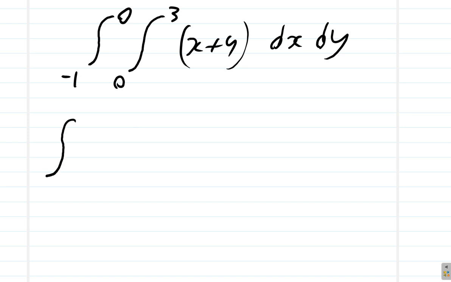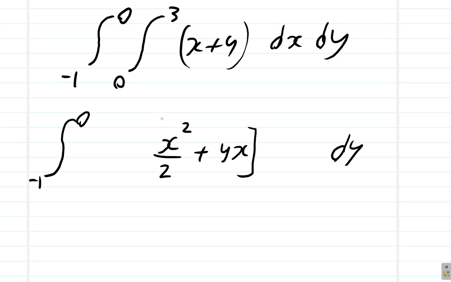So it's going to be the integral from -1 to 0 of something here, dy, of what? We're going to integrate from 0 to 3 dx. So we'll treat y as just a number. So we have x raised to the power of 2, it's x squared over 2, plus y times x. And we're going from 0 to 3.